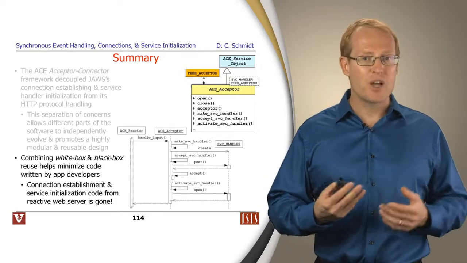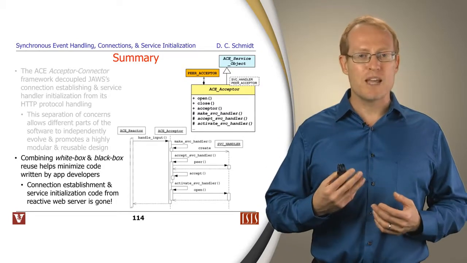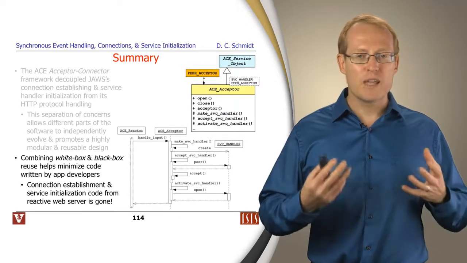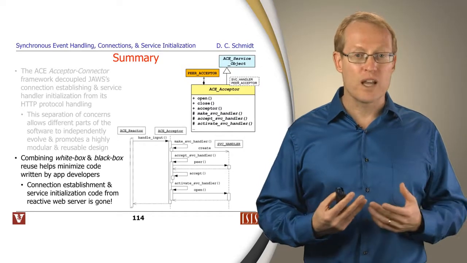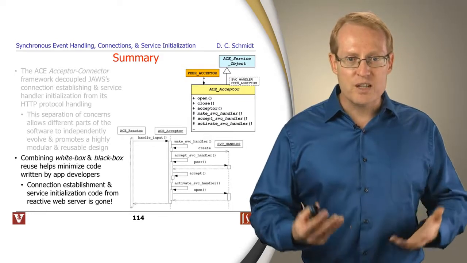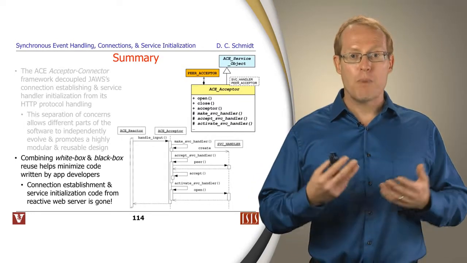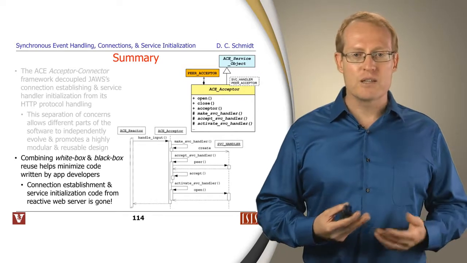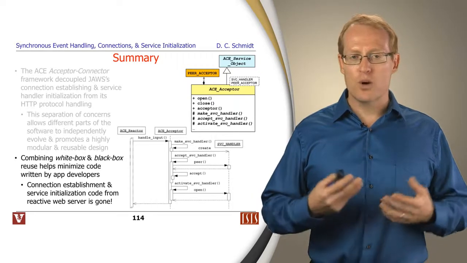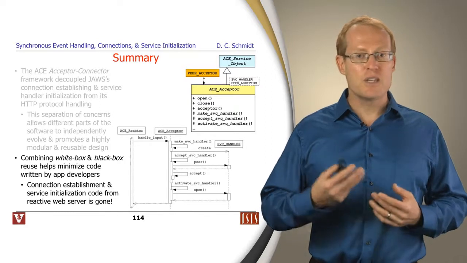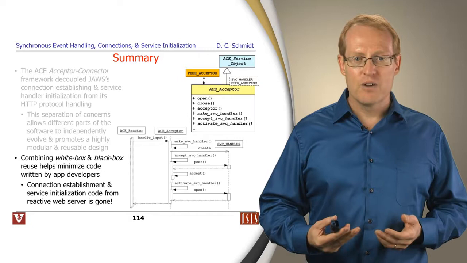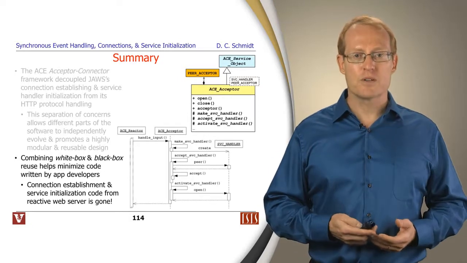But at the same time, we also get black box reuse by being able to plug in various template parameters so that you don't really have to know a lot of the details of how things work. You just have to know what type of signatures are expected by the templates that use these template parameters. So the end result is a very powerful solution without a whole lot of code to be written, and it gives us yet one more piece in our ever-expanding pattern language for high-performance web servers.